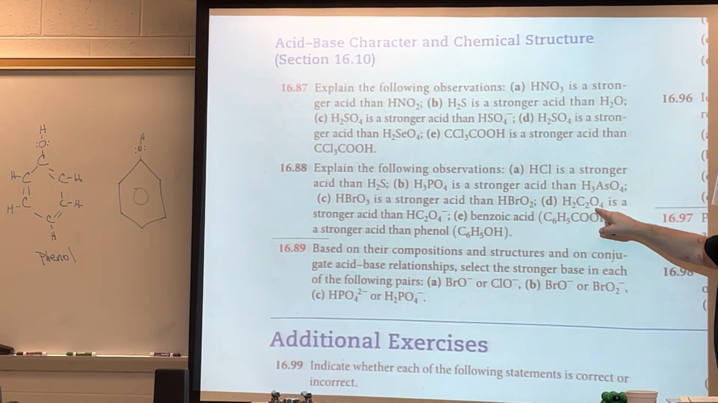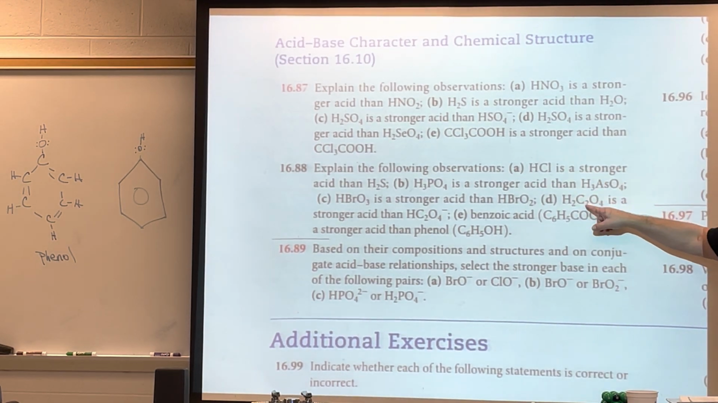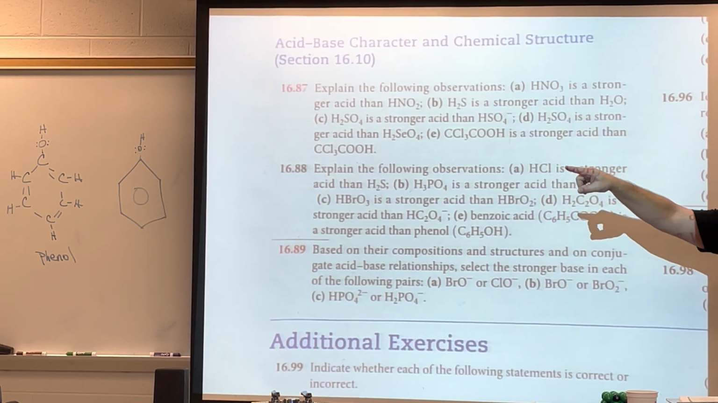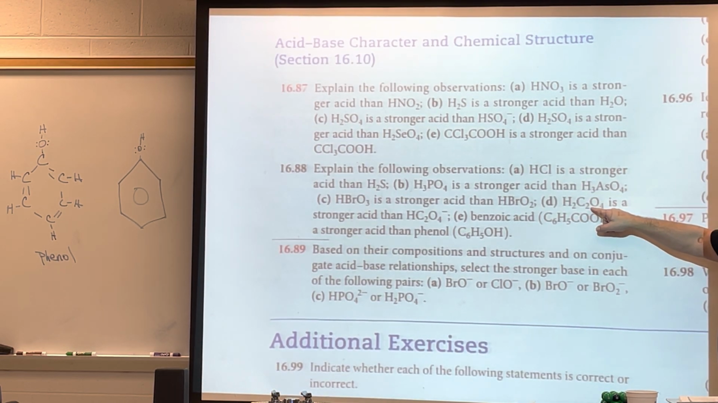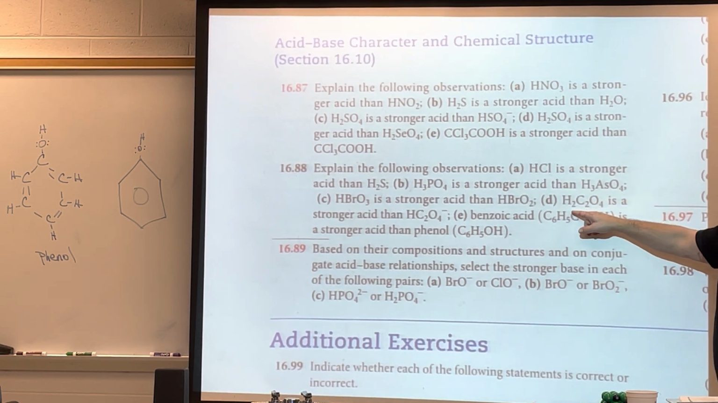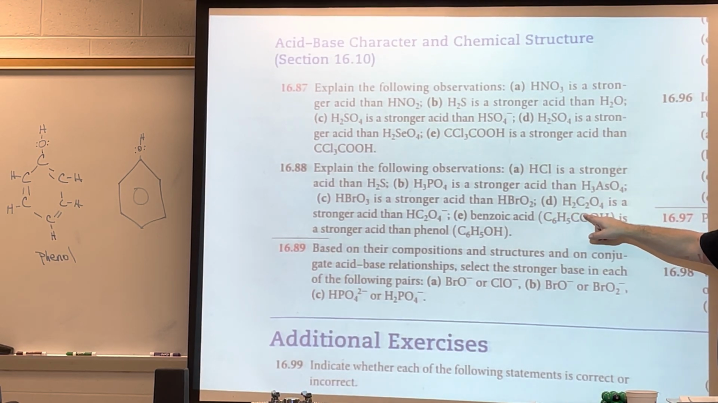Now H2C2O4, what would be the name of this one? Does anybody remember C2O4? Look up here. What's the name of the C2O4 ion? Very bottom of the third column. Oxalate. So what's the name of this acid going to be? Oxalic acid. Ate goes to ic.